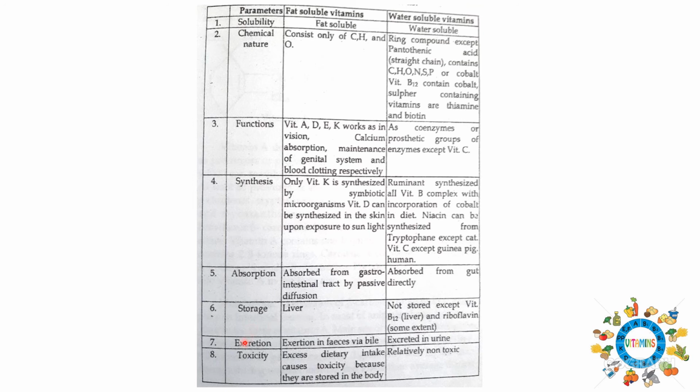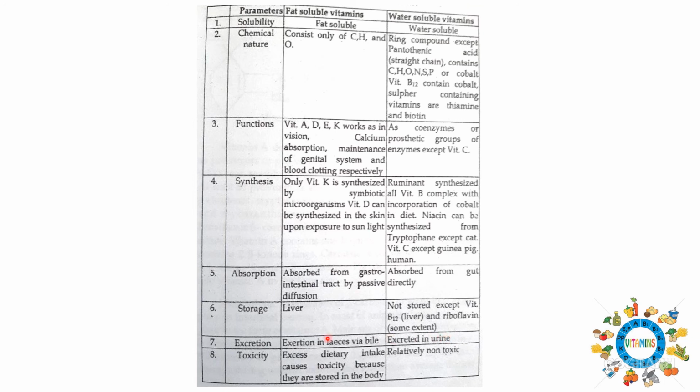Then for the excretion, for the fat-soluble vitamins, excess na fat-soluble vitamins, they are excreted in feces via yung bile, while yung water-soluble vitamins, they are excreted as urine. So meaning, fat-soluble vitamins, solid sila, as feces sila, while water-soluble vitamins, they are excreted as urine or yung liquid.